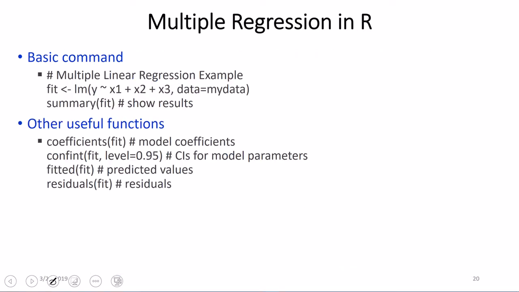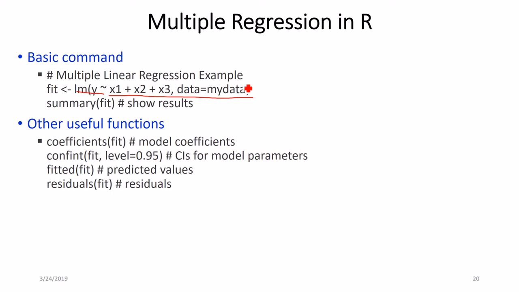Here are some basic commands in R. To train a model, we use the lm function. lm stands for linear model. The first argument is the formula for regression, and the second argument is the data. Once we have a trained model, we can use the summary function. Given the model, it would show the results.